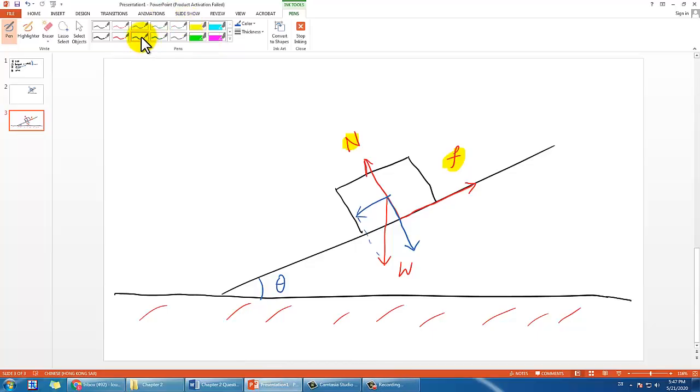Okay, so answer time. For the one going parallel to the plane, that will be w sine theta, and the one that is perpendicular to the plane will be w cosine theta. You may ask me, how do I know this? I will tell you, because I memorize it.